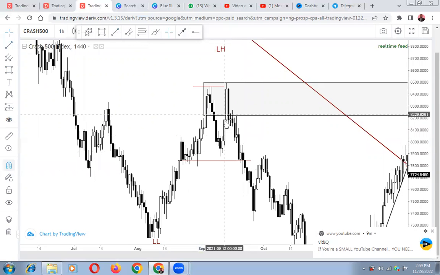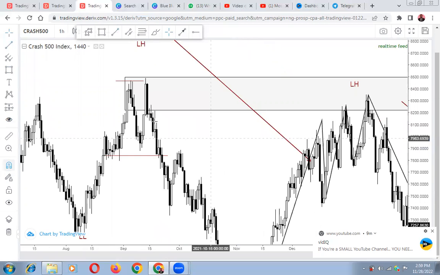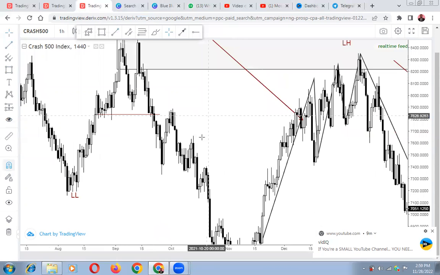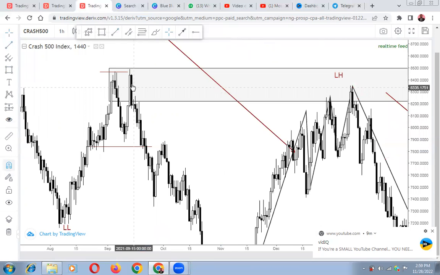Price didn't mitigate this candle. This was the institutional candle that took out this liquidity, so price needed to trade back into it. It took time. Price went down, then came back into this candle, about 50% of this candle. Look at it. Price came back to about 50% of this candle.